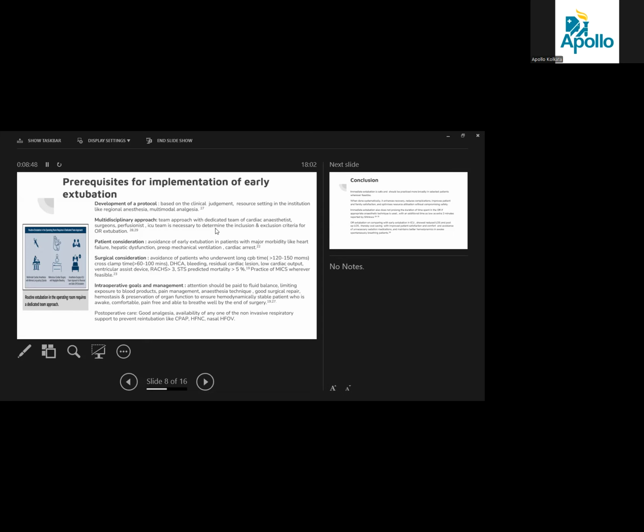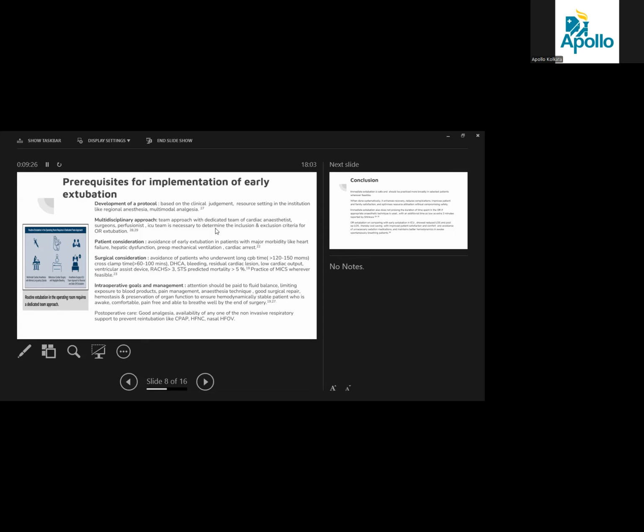And surgical consideration: avoidance of patients who underwent long CPB time, cross-clamp time, deep hypothermic circulatory arrest, bleeding, or residual cardiac lesion. Intraoperative goals and management: attention should be paid to fluid balance, like removal of excess water with modified ultrafiltration or conventional ultrafiltration technique, limiting exposure to blood products like using antifibrinolytics such as tranexamic acid routinely, and pain management. We can use caudal analgesia wherever possible based on the coagulation profile in children, and in adults we can follow regional anesthesia like paravertebral block. So all these reduce the usage of opioids.